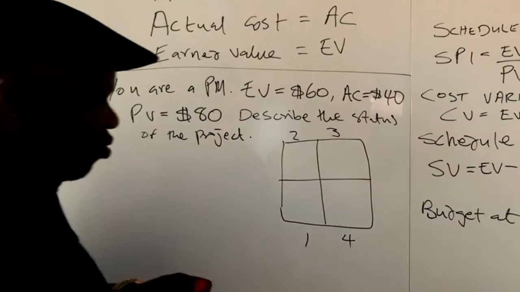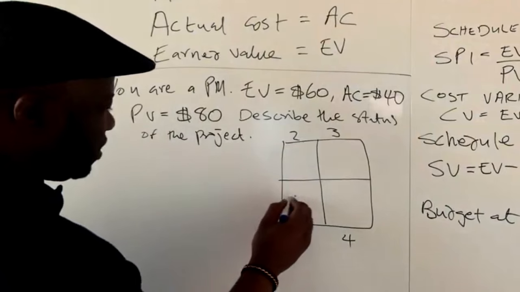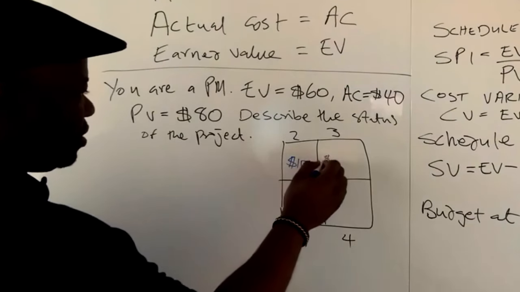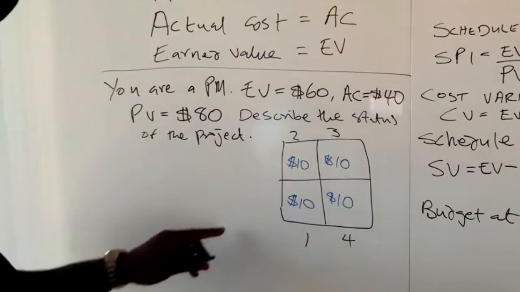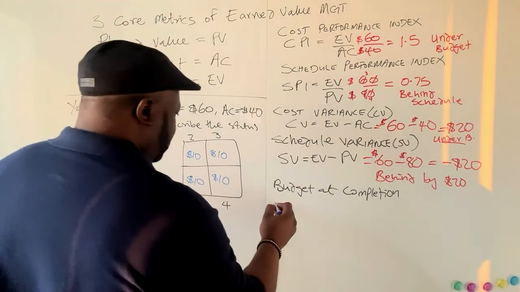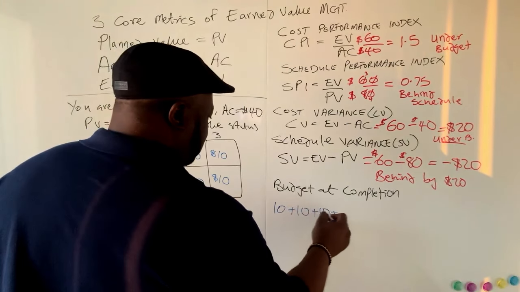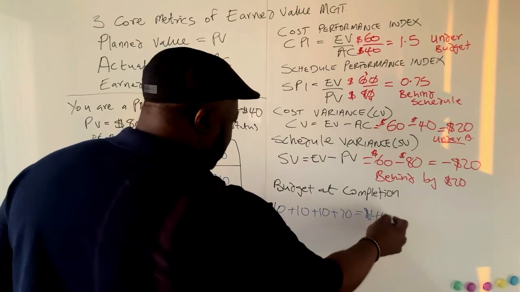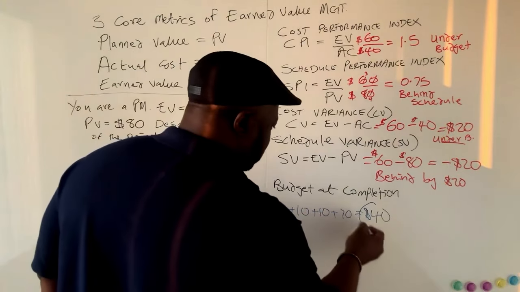And on day 1, we're going to spend $10 for this project. Day 2, we're going to spend another $10. Day 3 and day 4, also $10. Then we can see the budget at completion in this example is going to be 10 plus 10 plus 10 plus 10, and that will give us $40. So your budget at completion is $40.